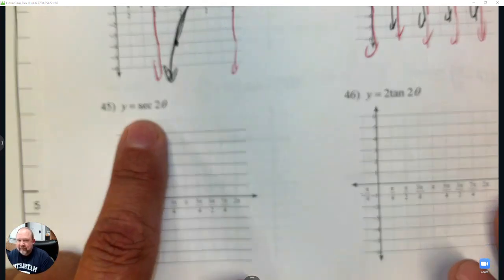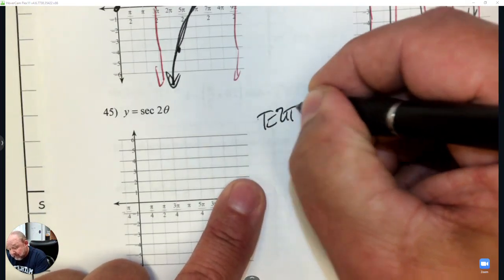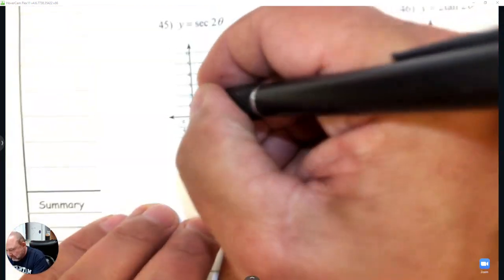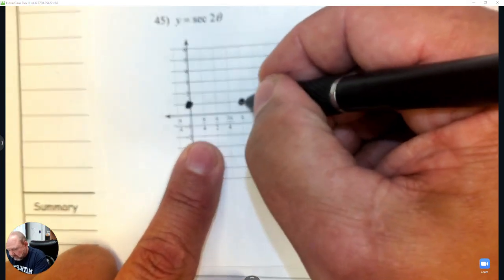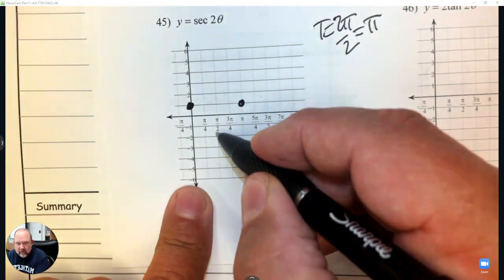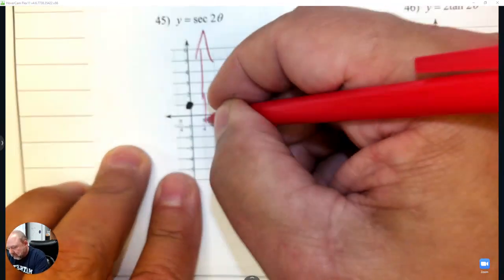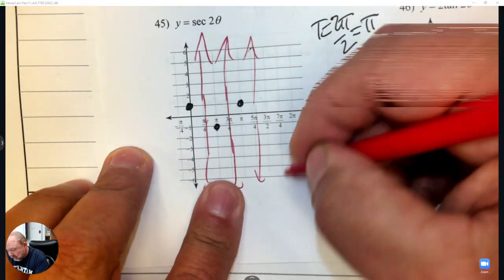For 45, the period again, this is 2 pi divided by 2. That's pi. So the number you don't see in front is a 1. So the vertices are at 1 and -1. So here at 1 and then go to pi, and it's also at 1. And then in the middle here, it goes down to -1. In between those vertices are asymptotes. And that's the pattern. So you just follow that pattern all the way across.